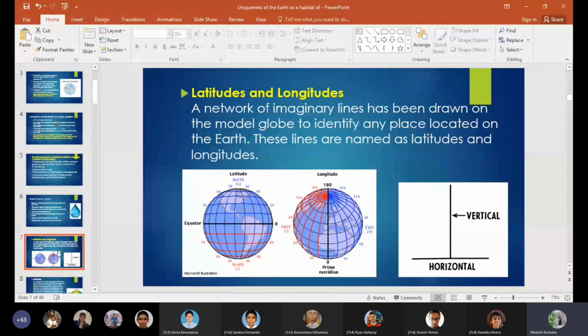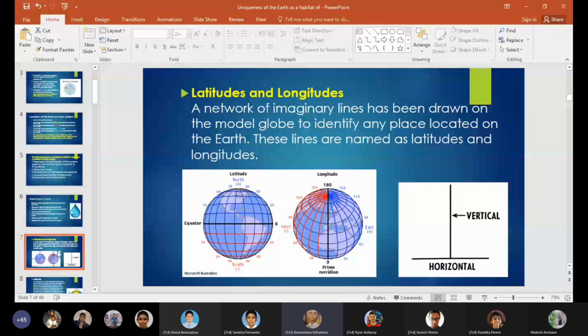So what are longitudes and what are latitudes? What do you know about these things? Latitudes are imaginary horizontal lines and longitudes are drawn vertically from north to south. Imaginary lines have been drawn on the globe. Why do we use latitudes and longitudes? To identify a specific location on the earth.